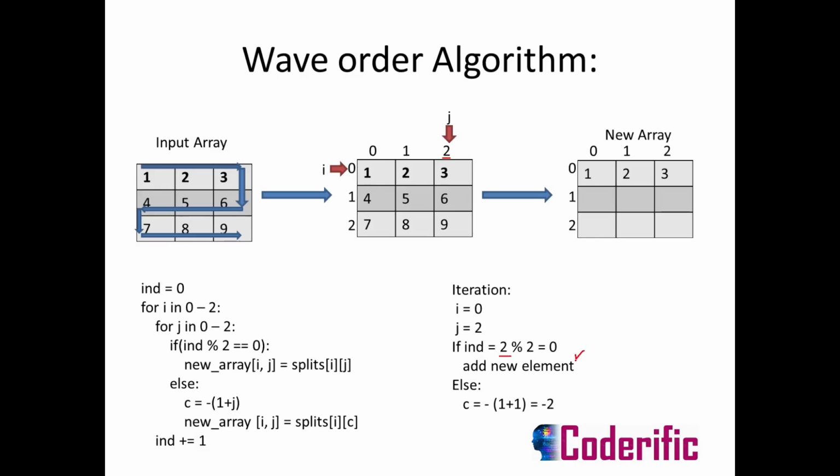And we are going to add a new element inside the new array at I of j, where I is 0 and j is 2, and current value. We are simply going to access the current value 3. So we have added a new array.